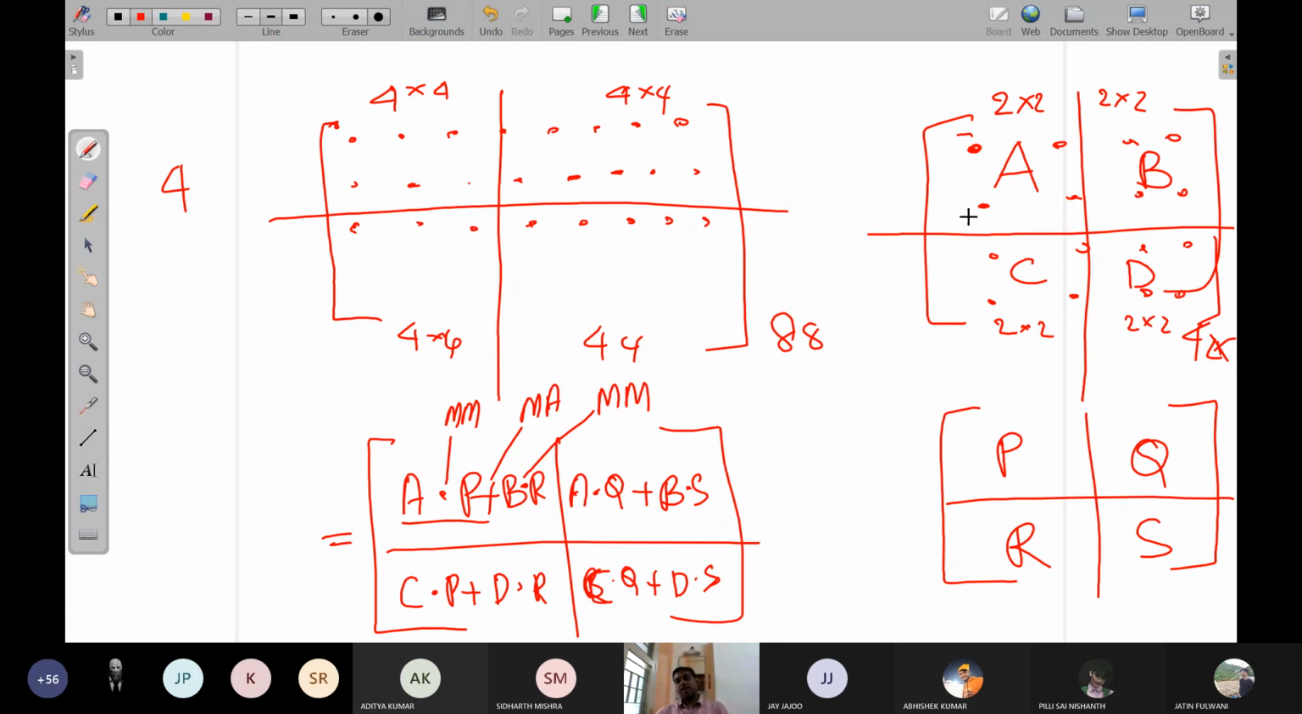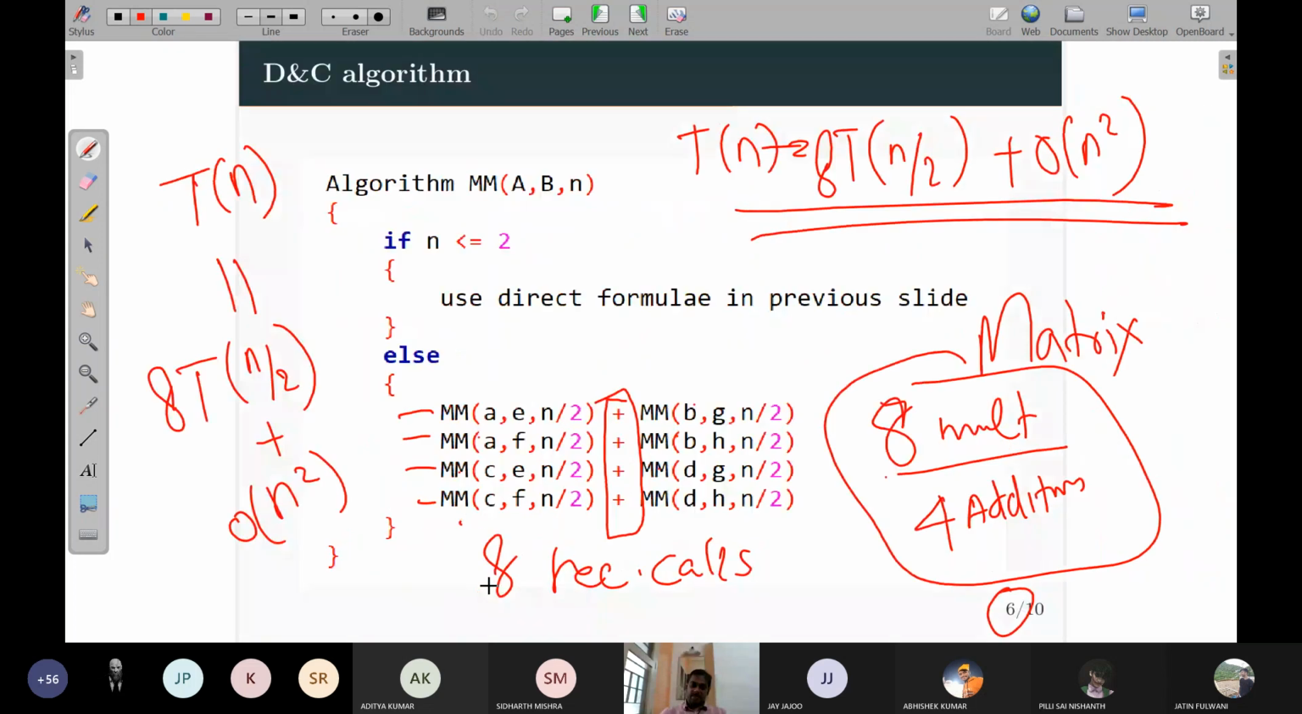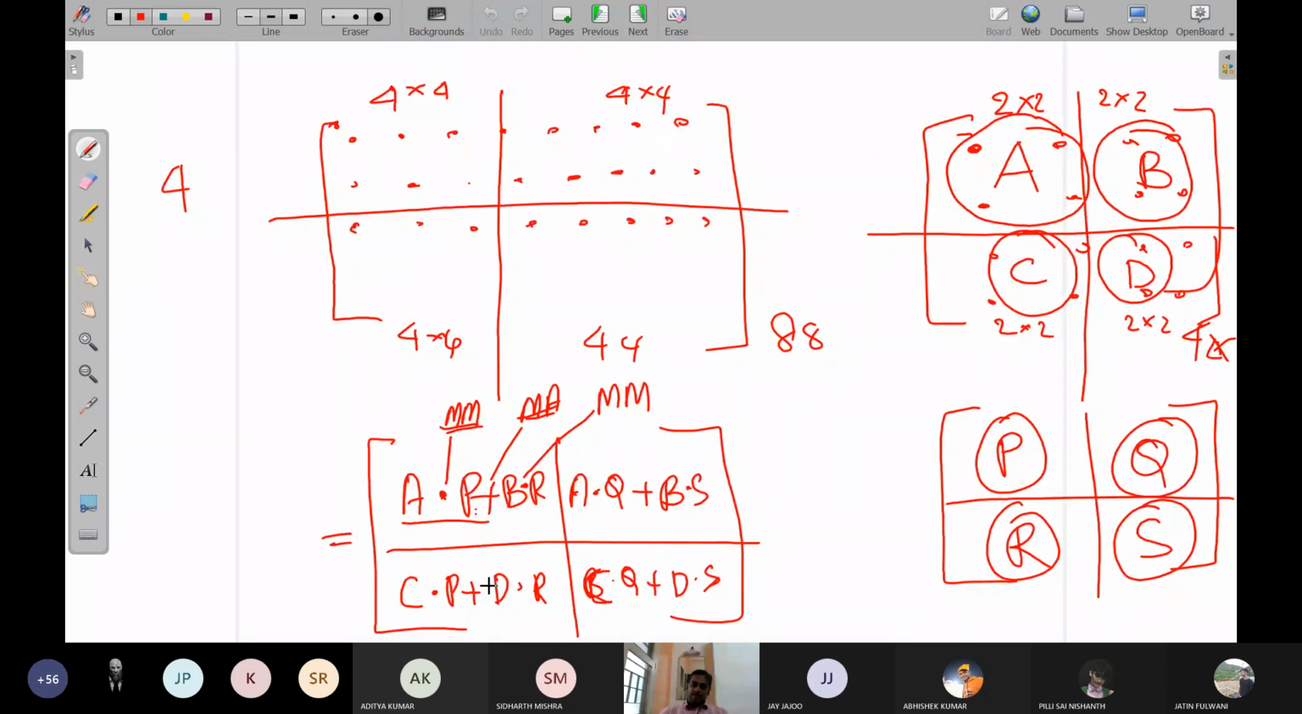We divide the matrices into small pieces and we consider each piece as an element. This is an element, this is an element, and so on. We assume these are elements and do the multiplication, but actually they are not elements, they are matrices. So you understand that A into P is matrix multiplication, and A into P plus B into R means matrix addition, not ordinary addition. Understood? So this is the idea here.